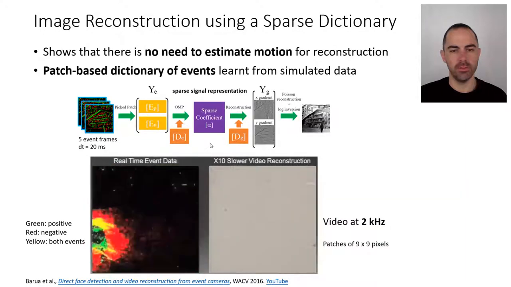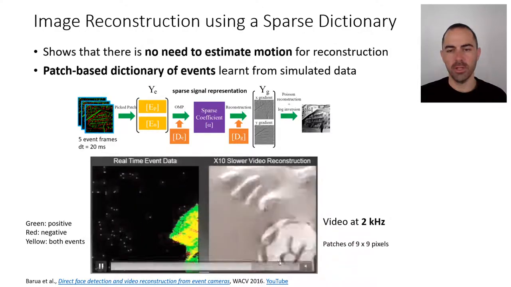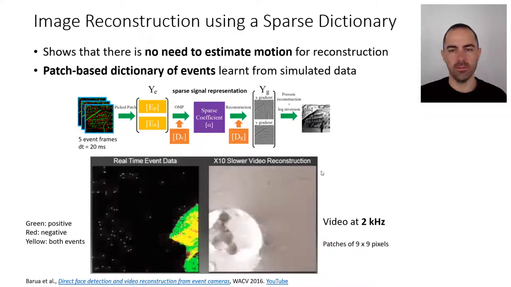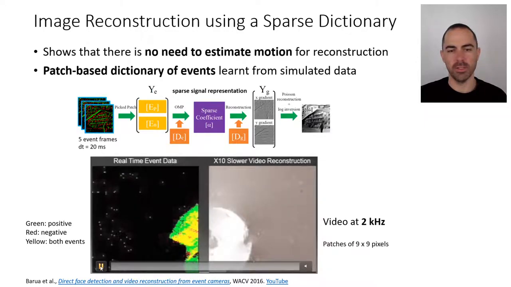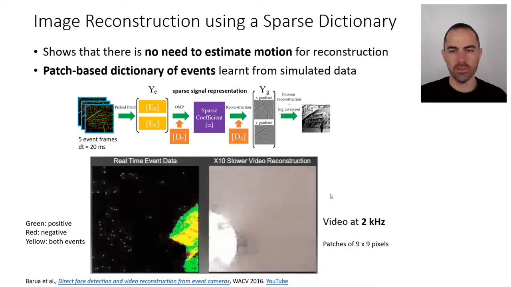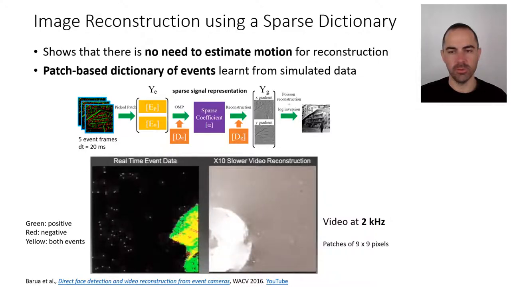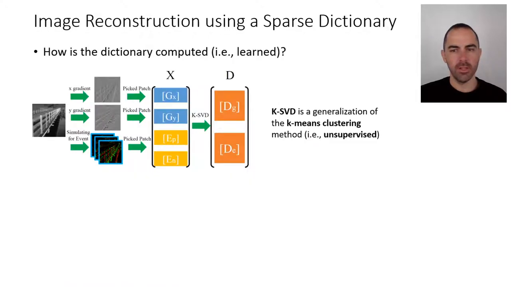And let's look at it with a video. So on the left are the events, green, red, and yellow, whether they are positive, negative, or both. And on the right, you see a video reconstructed from those events, right? And let me play it again. These are the events moving very fast. And on the right, you see the reconstructed scene. There was no need to estimate motion. The camera was probably static. And there is no estimation of rotational motion whatsoever. And it's all done using this sparse dictionary learning.